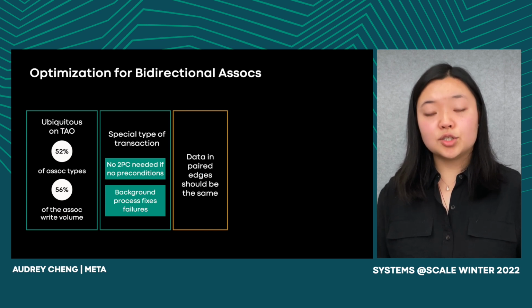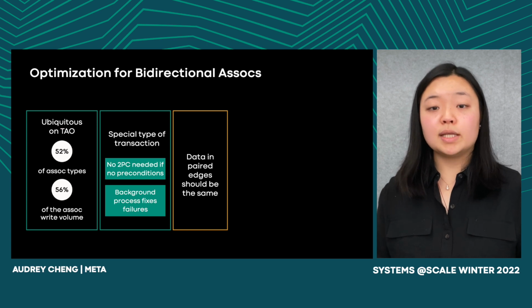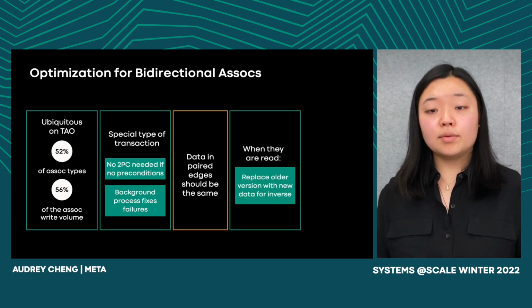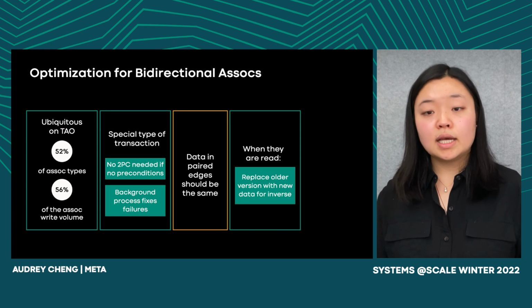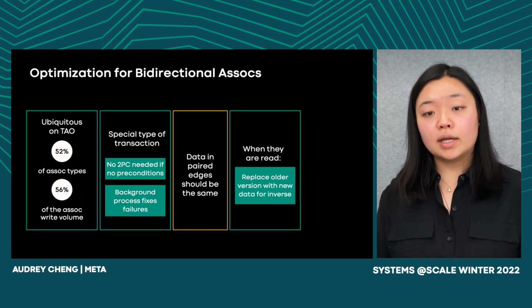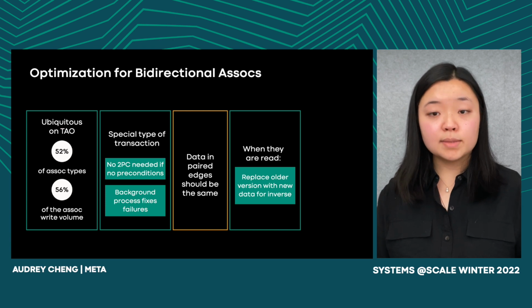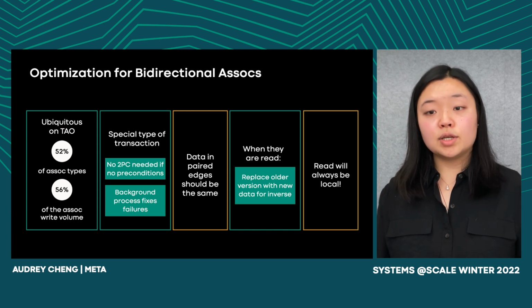The guarantee we need to ensure here for atomic visibility is that the data and the paired edges should be the same. So when they're read, all we need to do to ensure atomic visibility is to replace the older version with the newer one in the inverse if the versions mismatch. And this ensures that the reads will always be local, so we can always finish in one round, which is very important because these represent a large volume of reads.